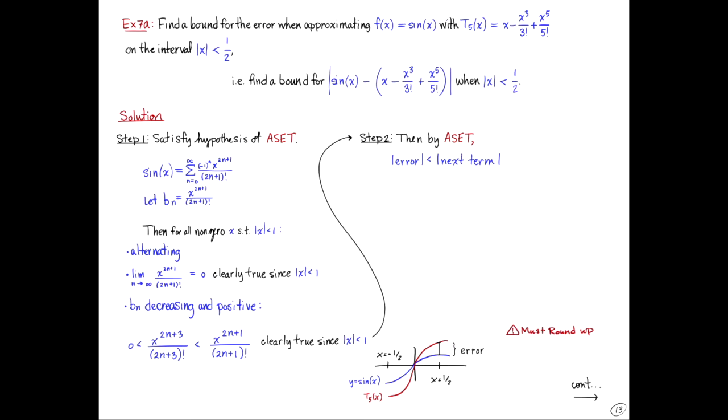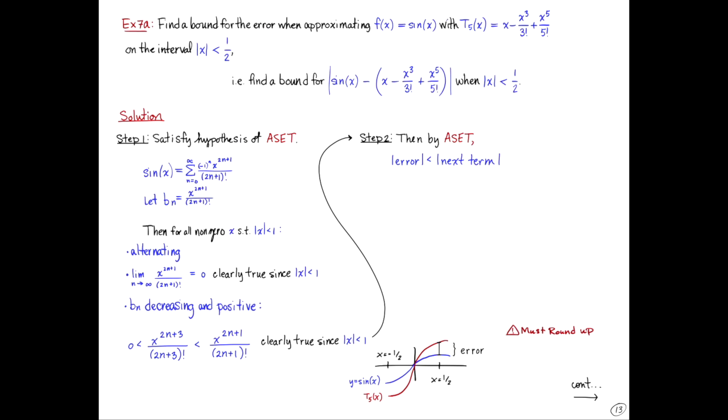Going back to our f of x equal to sine x, let's find a bound for the error when we're approximating it with the 5th degree Taylor polynomial on the interval where the absolute value of x is less than 1/2. Alternatively, asking the exact same thing, we could just word it differently, saying find a bound for the absolute value of sine x minus x cubed over 3 factorial plus x to the 5th over 5 factorial when the absolute value of x is less than 1/2.